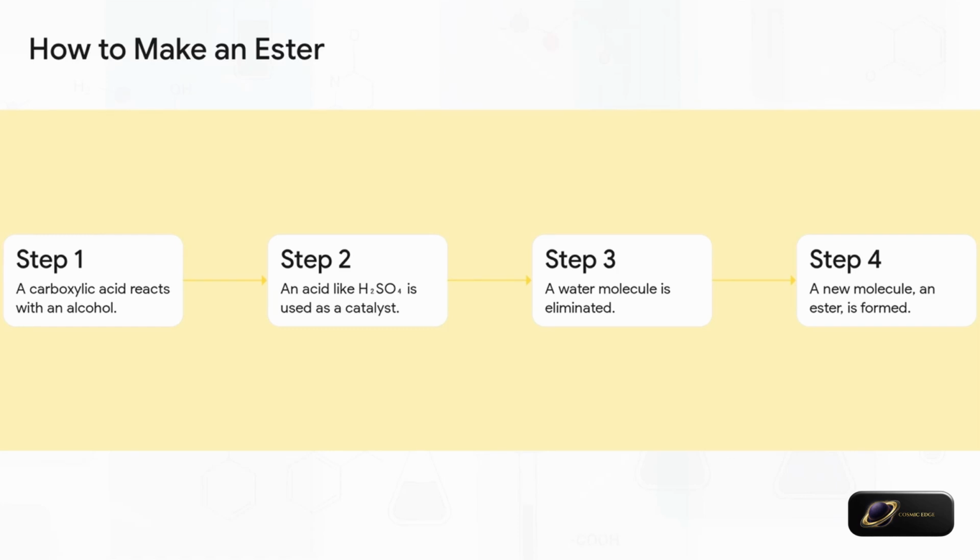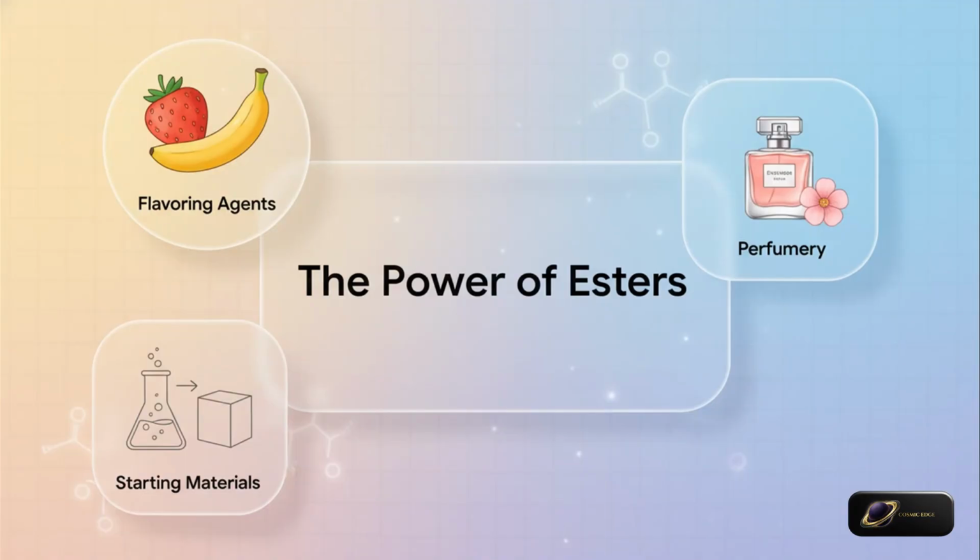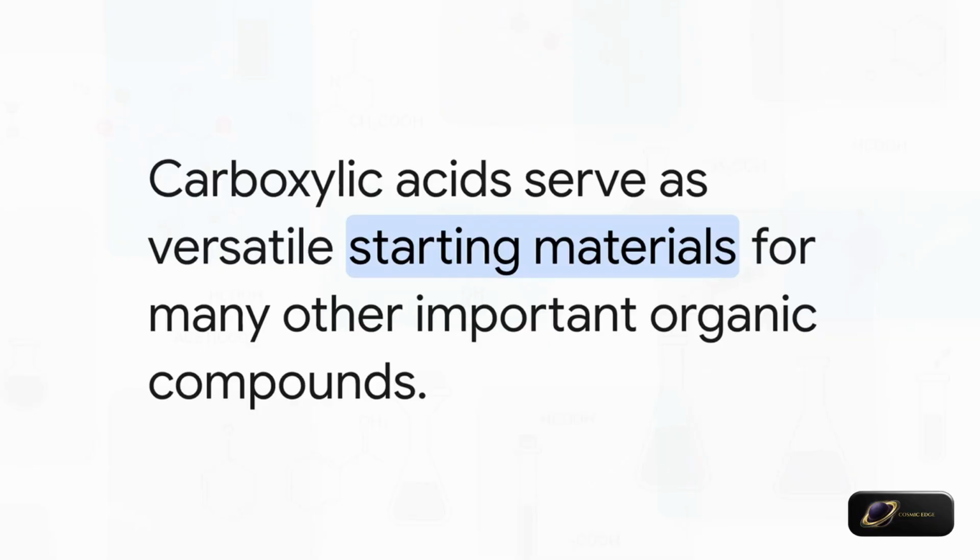So how do you make one? Well, you take a carboxylic acid and you introduce it to an alcohol. With a little push from an acid catalyst, a water molecule gets kicked out of the structure, and the two pieces that are left behind get stitched together to form a brand new molecule, an ester. So why should we care? Because esters are everywhere. They're the molecules that give so many fruits their unique smells, like bananas or pineapples. They're used all the time as flavoring agents in food, they're crucial for the perfume industry, and they even make great solvents.